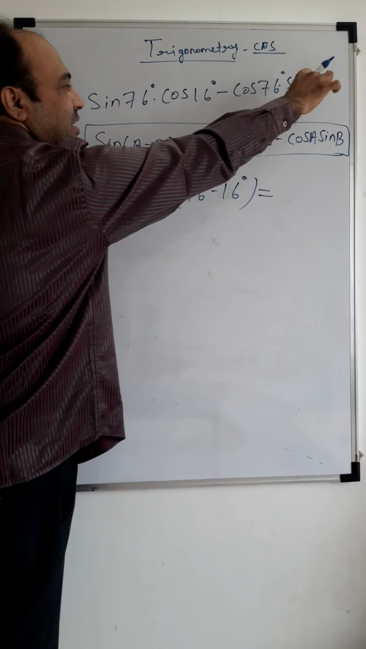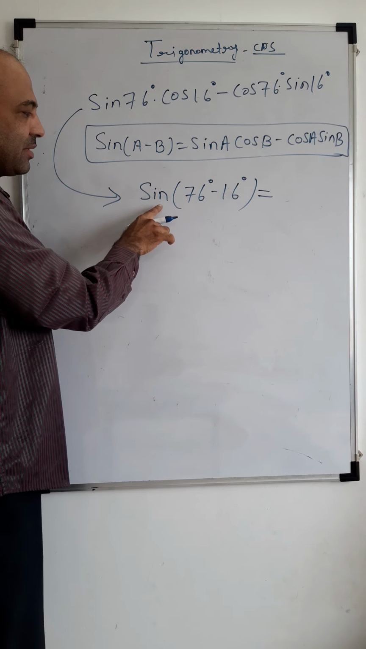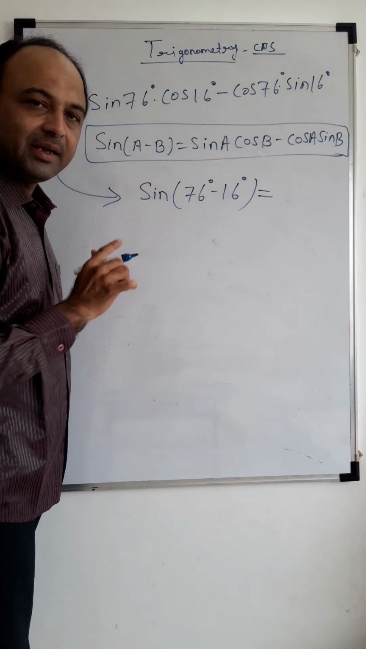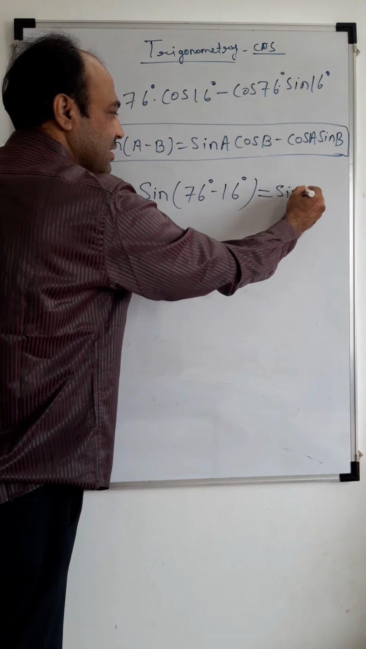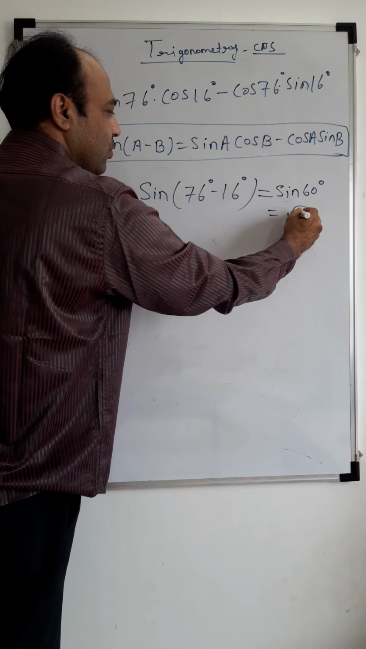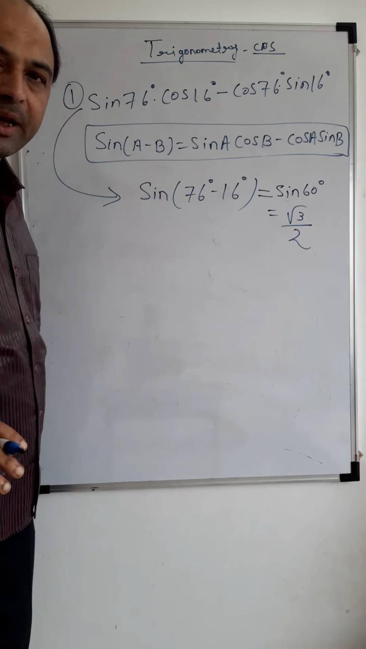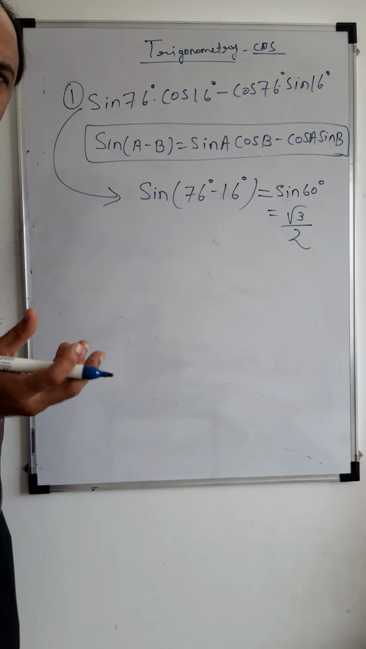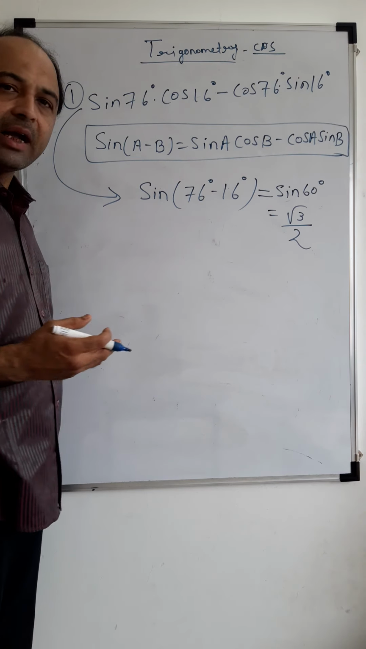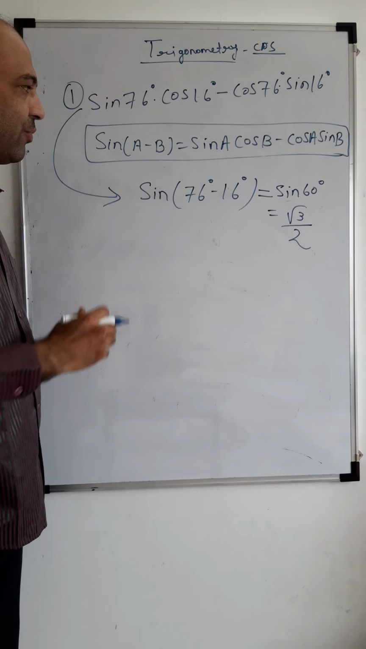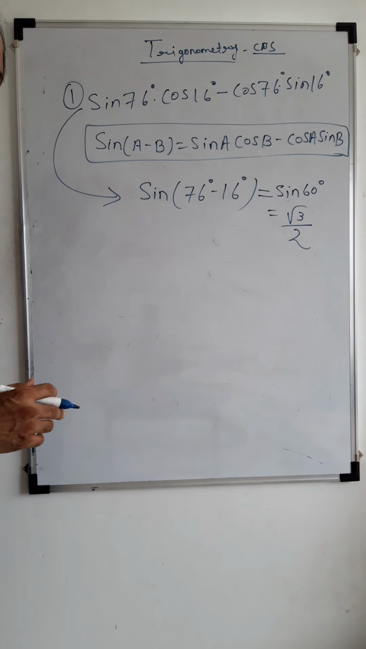So this expression now becomes sin(76 minus 16) degree, which is nothing but sin 60 degree, and this all of you know is root 3 by 2. So the answer of this problem is root 3 by 2, correct? If you use the formula sin A cos B minus cos A sin B, you will get such type of problem. Fine? So next we will move on.